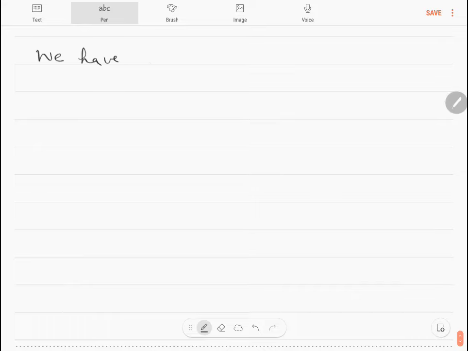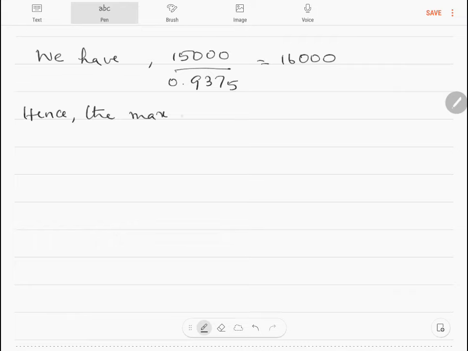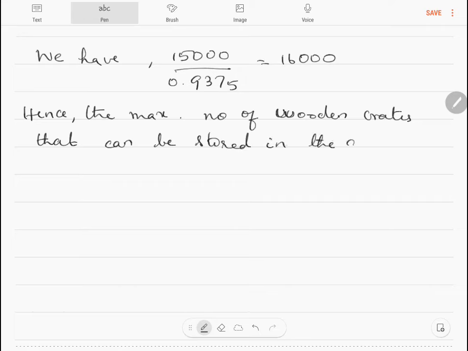Now we have 15,000 divided by 0.9375, what we found out, which comes to 16,000. So hence the maximum number of wooden crates that can be stored in the godown is 16,000.